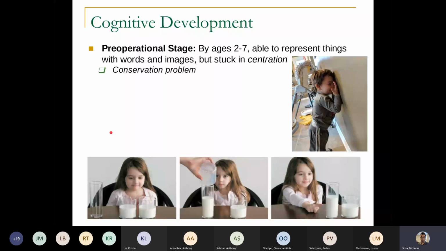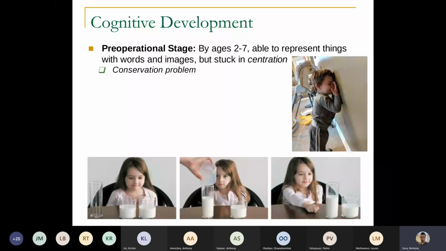But then in phase 2, the researcher pours one of those glasses of milk into a taller but slimmer glass. And then in phase 3, the researcher asks the child which glass has more milk. And this is where children in the pre-operational stage typically give the wrong answer. They'll say that the taller and slimmer glass has more milk, despite the fact that they just saw the researcher pour all of that other glass of milk into that taller and slimmer glass.